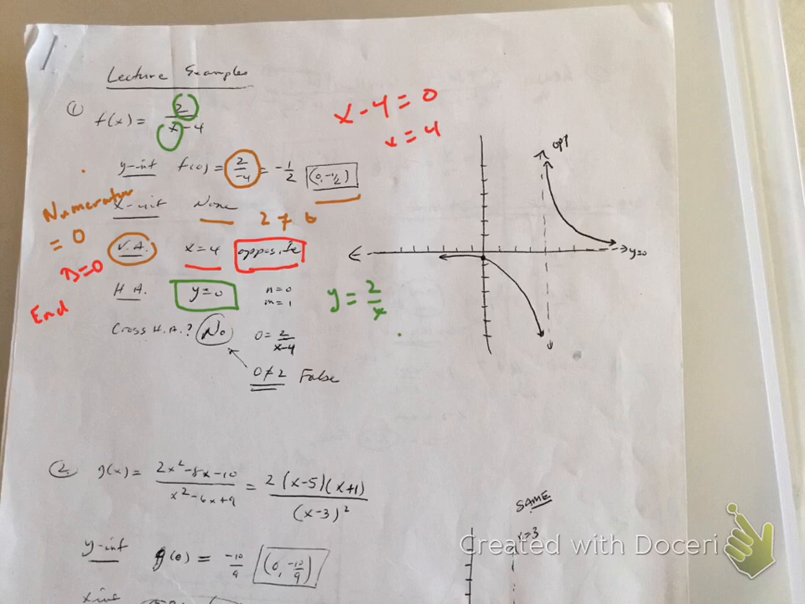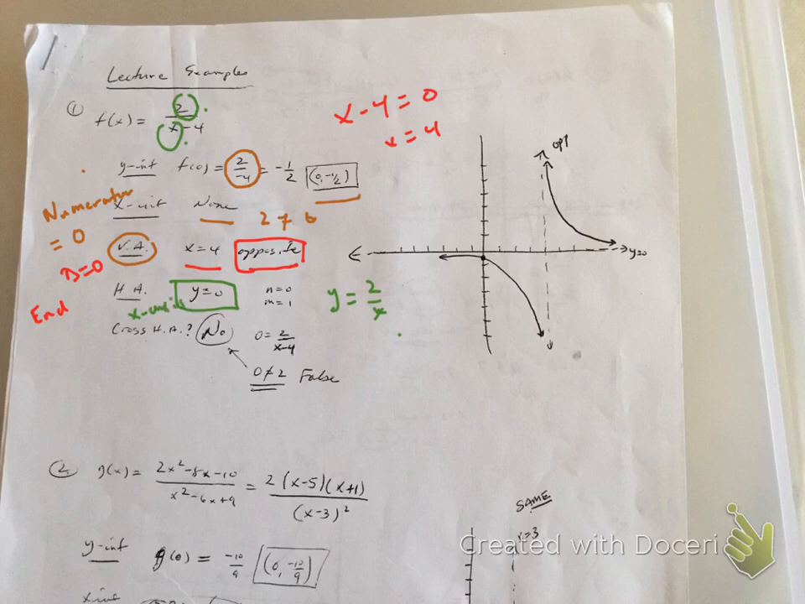This n and m stuff is another way you could do it. That's just the degree of the numerator being x to the 0 power, the degree of your denominator being x to the first power, and if n is less than m, you know you have a horizontal asymptote that's the x-axis. And that is the key thing. That is the x-axis.